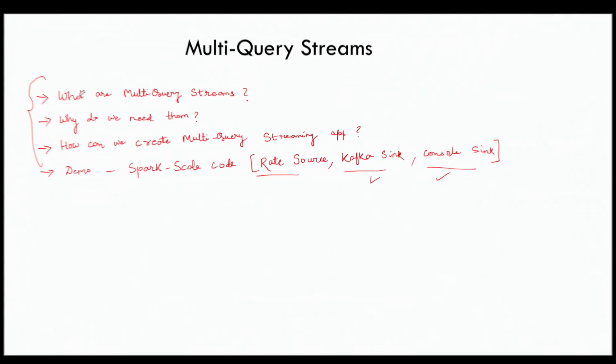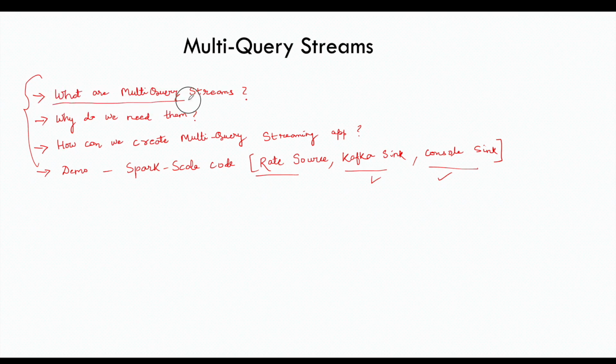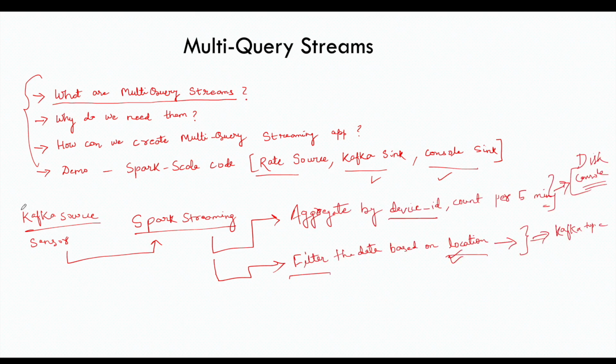Okay, the first question is what are multi-query streams? Let's understand it with an example. Let's assume we have a Kafka source and we have sensor data that is being stored in this Kafka source. We have a Spark streaming application that is continuously reading from this Kafka source, and we have certain tasks to perform on that data.